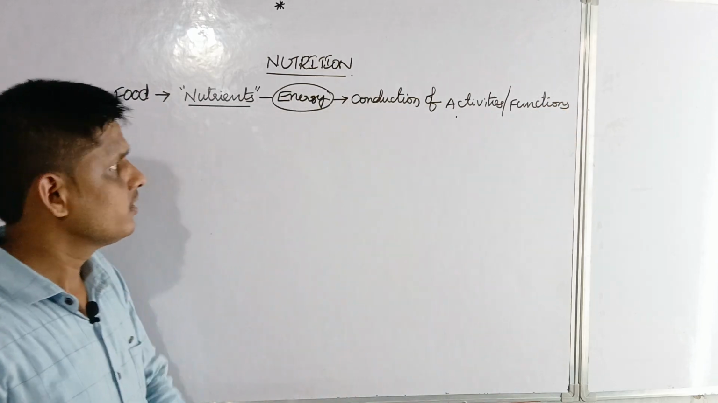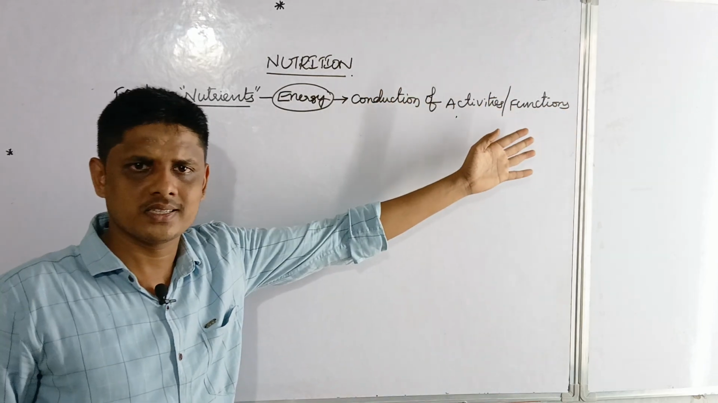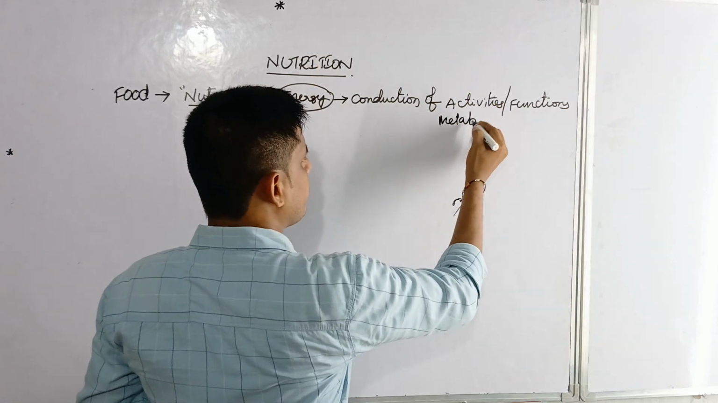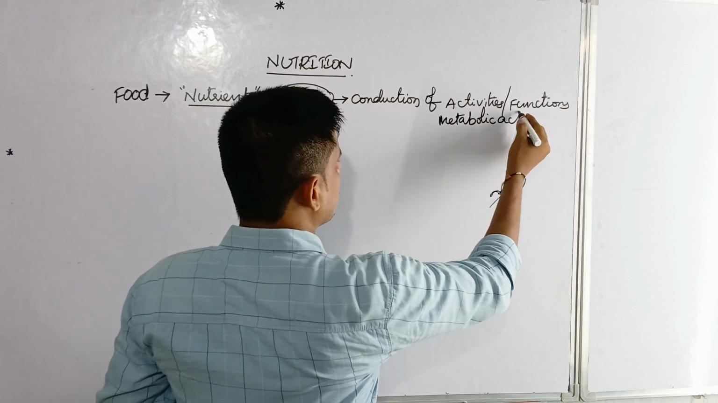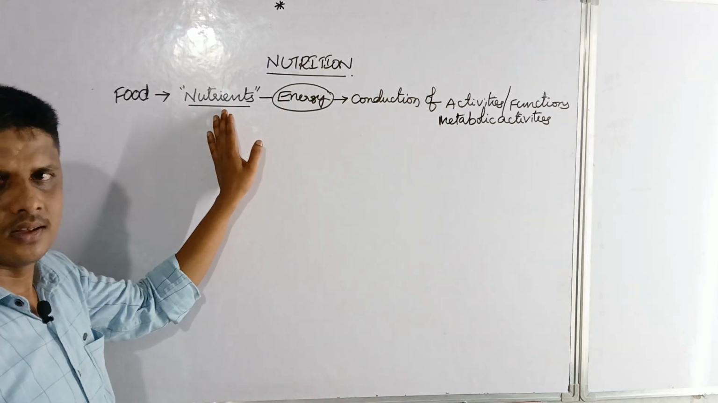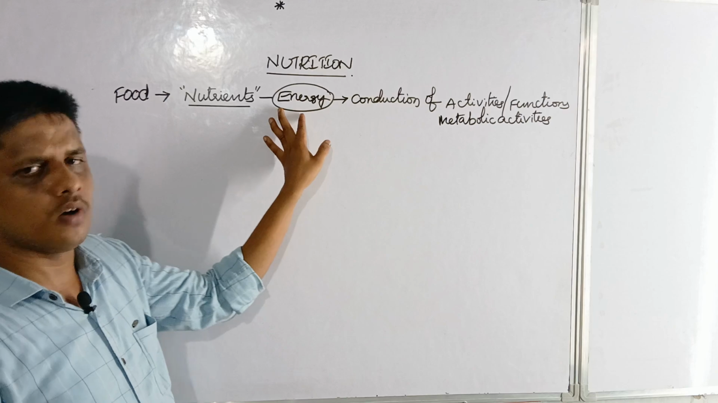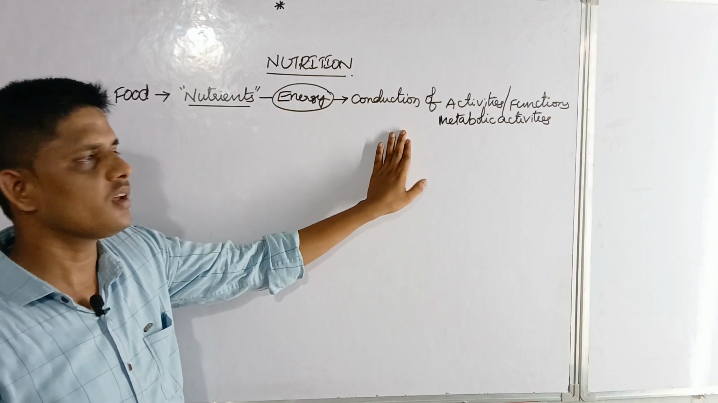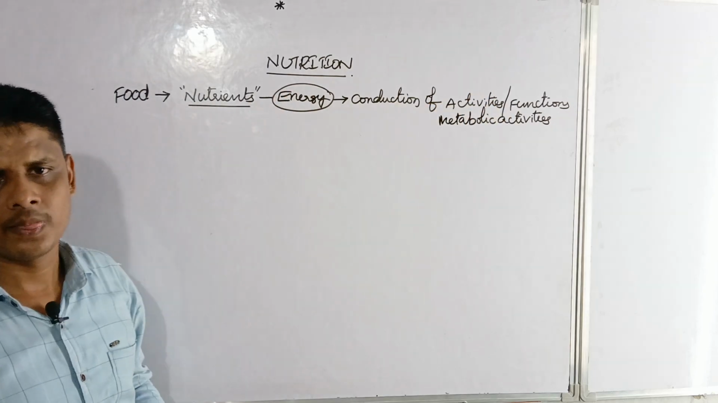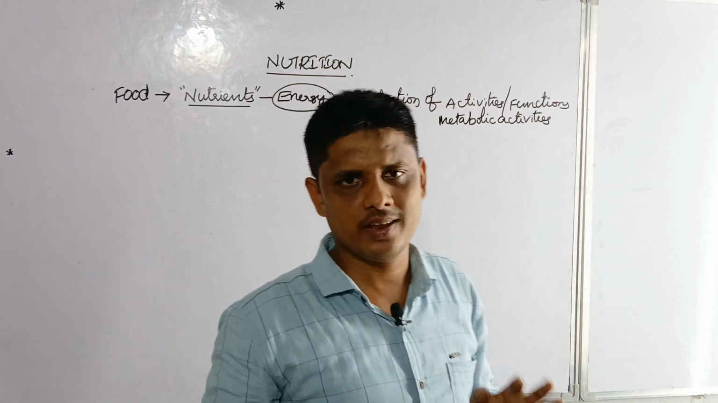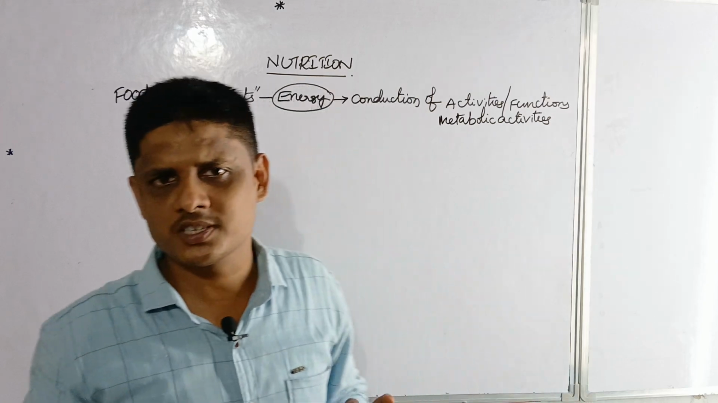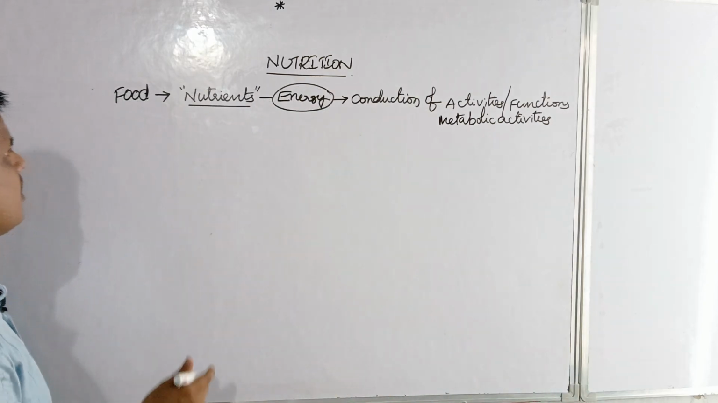I would like to say that these activities or functions could be collectively called metabolic activities. And these metabolic activities are done with the help of these nutrients. In other words, the nutrients give energy to our body, which is useful for the conduction of activities, functions, or the metabolic activities that happen in our body. Let me ask you one question: what are nutrients? Are nutrients chemical substances or some other substances? I am going to give you the definition of nutrients.